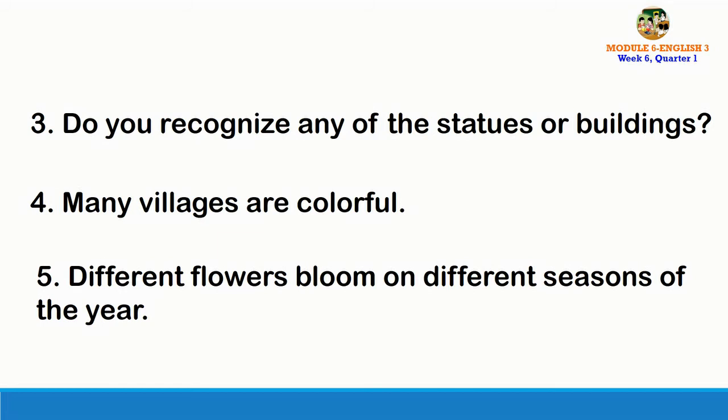Number 4. Many villages are colorful. The correct answer is villages. It is a common noun. Number 5. Different flowers bloom on different seasons of the year. The correct answers are flowers, seasons, and year are common nouns. You are doing a good job!